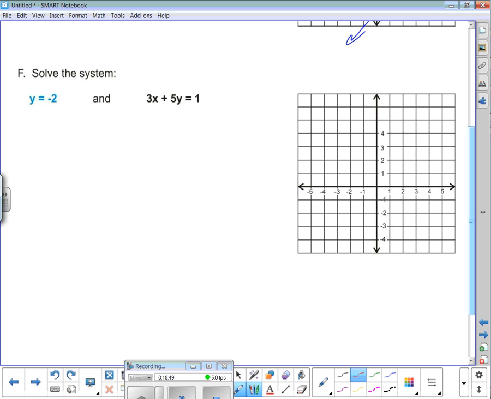All right, so here's a unique one for F. Let's do the black line first. That's traditional. We're going to move the 3x to the other side, so you get negative 3x plus 1. We're going to divide both sides by 5. Y equals negative 3/5 x plus 1/5.